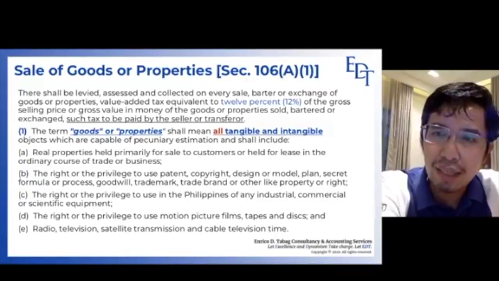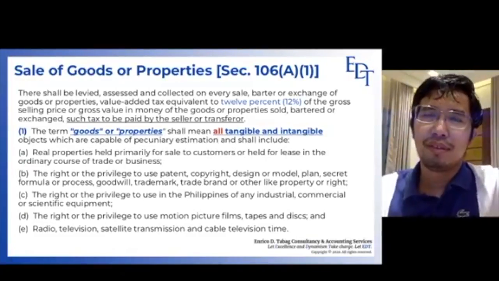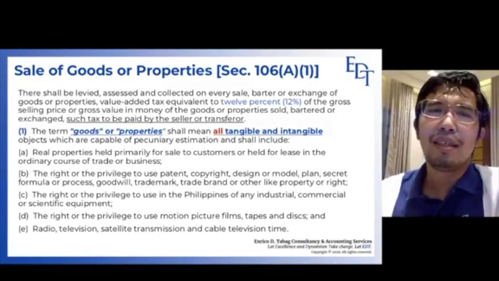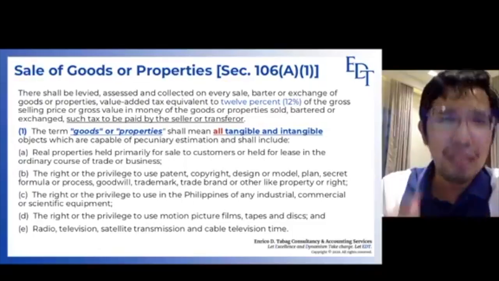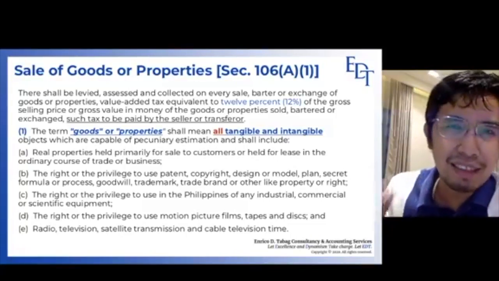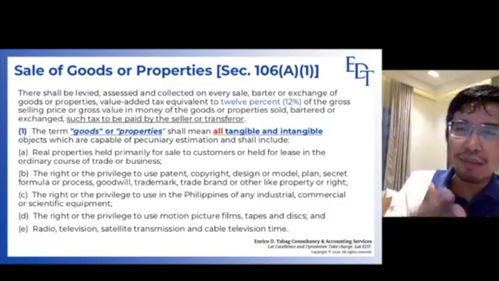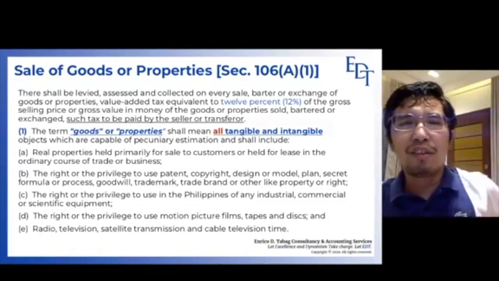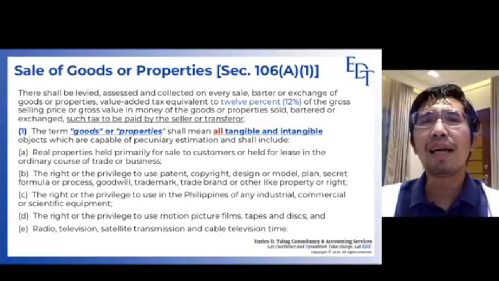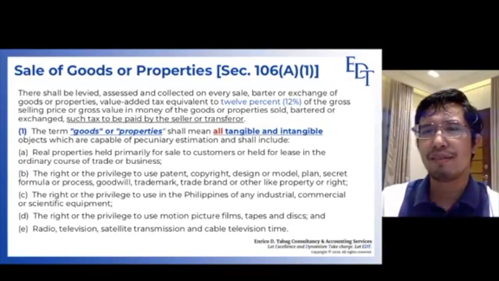Okay? So again, simplify natin. When we say sale of goods or properties, we pertain to all tangible and intangible objects which are capable of pecuniary estimation unless natural if exempt under the law. Okay? So, yun lang naman ang ibig sabihin ng Section 106, Paragraph A. So, tingnan mo yung first paragraph mo. Magkano naman, sir, ang VAT rate? O, nakalagay dyan, no? Equivalent to 12% of what?